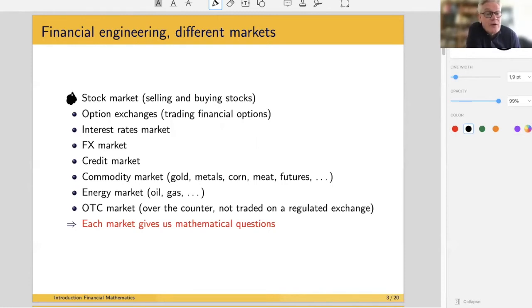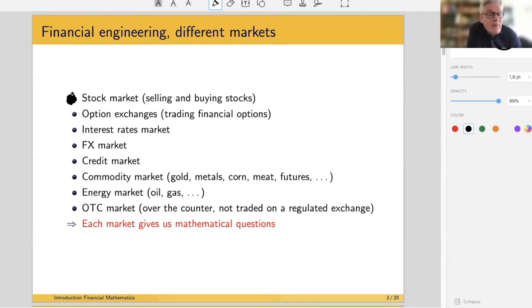For example, there are option exchanges where financial options are being traded. There's an interest rates market where all sorts of products related to interest rates are being traded. There's an FX market where different currencies are exchanged. FX stands for foreign exchange, and all sorts of products related to the foreign exchange market are being traded.